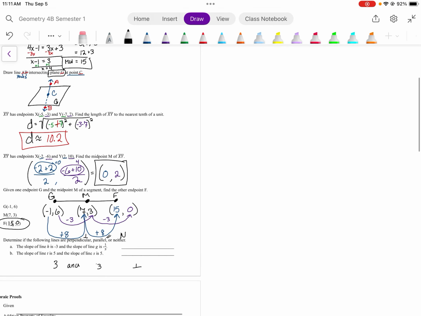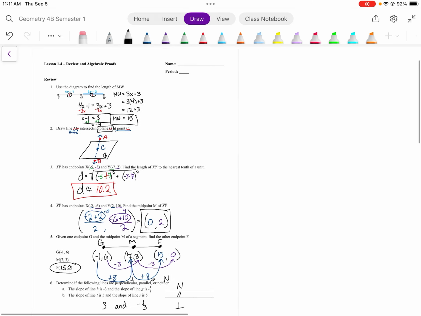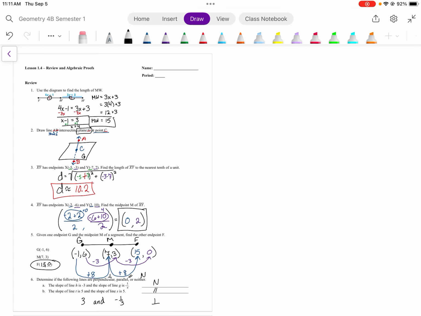So hopefully none of this information for the first page was new for you. This is all review from 1.1 to 1.3. The second page has all of the new information for today, and it shouldn't take very long to go through.